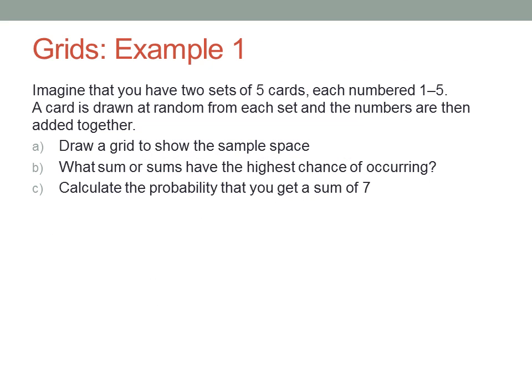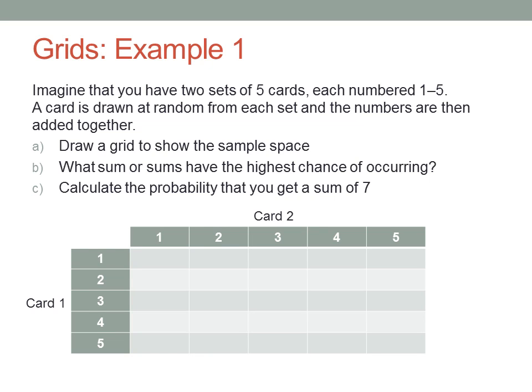Let's try a couple of problems involving grids. Imagine that you have two sets of 5 cards, each set numbered from 1 to 5. A card is drawn at random from each set, and the numbers on the cards are added together. Draw a grid to show the sample space. What sum or sums have the highest chance of occurring? And calculate the probability that you will get a sum of exactly 7.